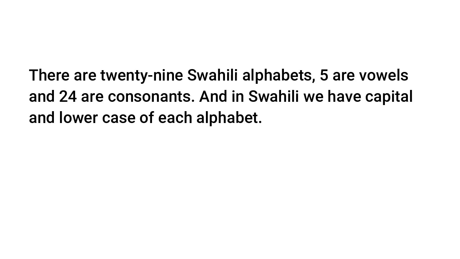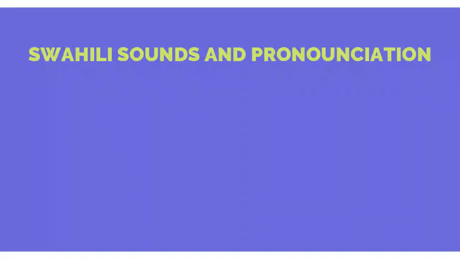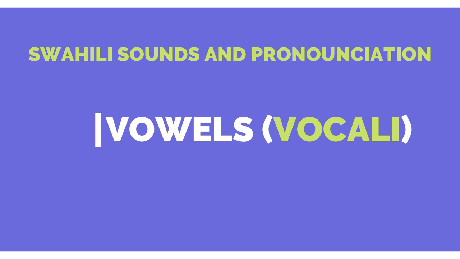There are 29 Swahili alphabets. 5 are vowels and 24 are consonants. And in Swahili, we have capital and lowercase of each alphabet. So let us start with vowel, which is referred to as vocali in Swahili.